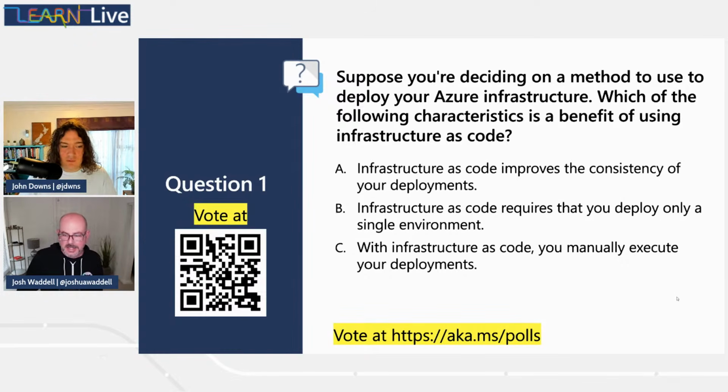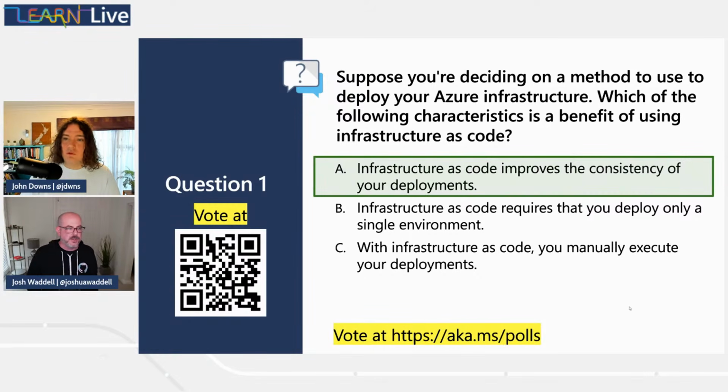So let's go ahead and take a look at the answer to question one. All right. Infrastructure as code improves the consistency of deployments. A. Absolutely. Oh, we had 18 votes. Okay. It finally showed up for me. Wow. So John, why is question B not correct, John?